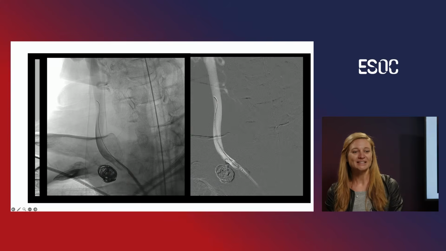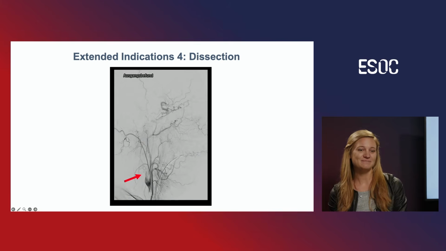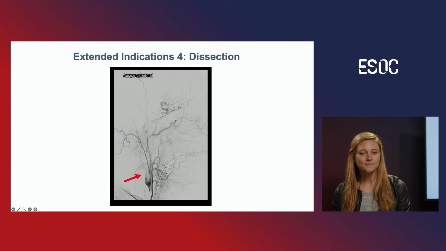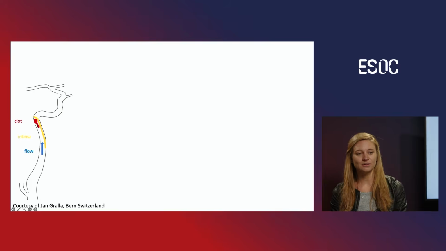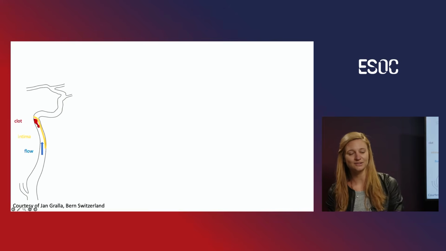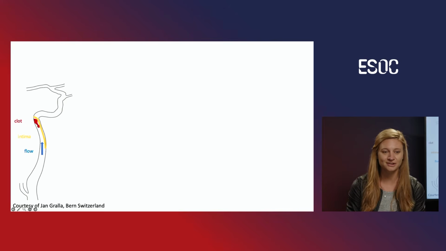Yeah. So let's come to the last case. We had a young lady that came with an intracranial M1 occlusion due to this dissection of the ICA. You can see here the typical sign. And as you know, it's sometimes not so easy to reach the true lumen when you want to navigate. So I can show you one trick. It's thanks to Jan Gralla from Bern for the nice drawings.